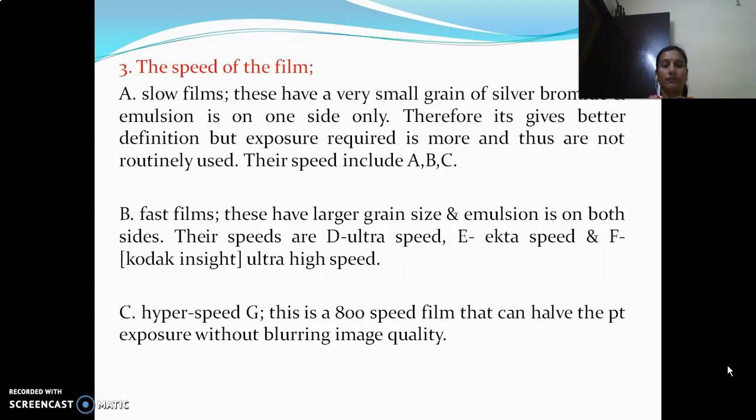The fast films have larger grain size and emulsion on both sides. Their speeds are D speed, that is ultra speed, E, that is extra speed, and F, that is ultra high speed. The third category is hyperspeed G. This is an 800 speed film that can reduce the patient exposure without blurring image quality.